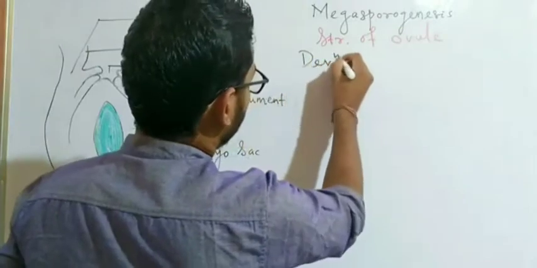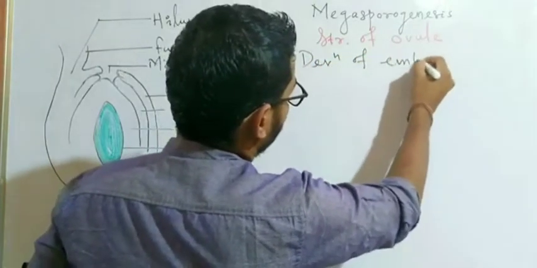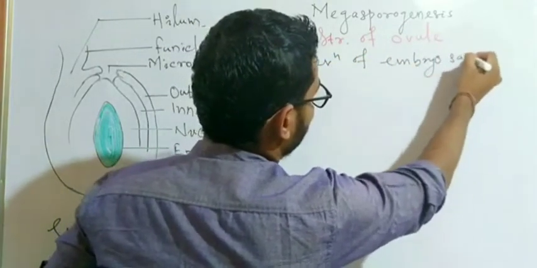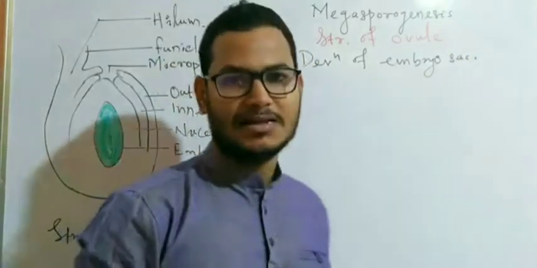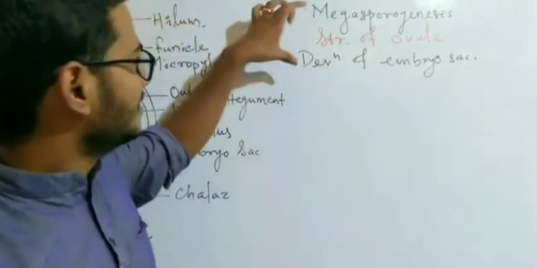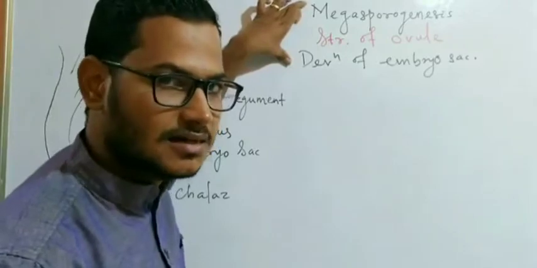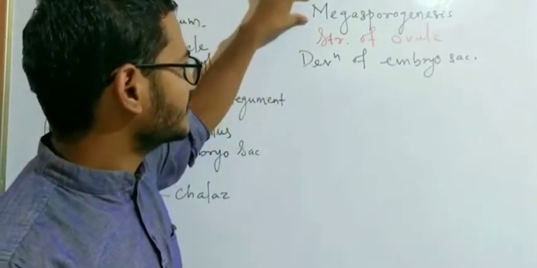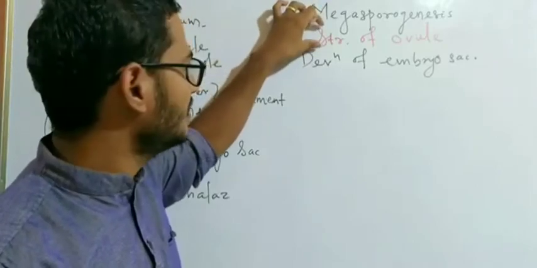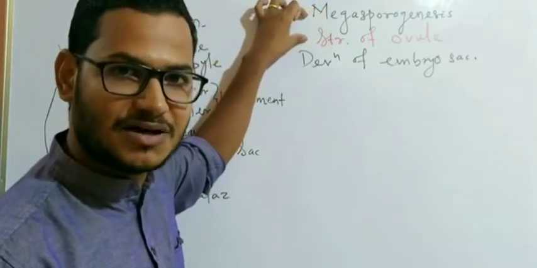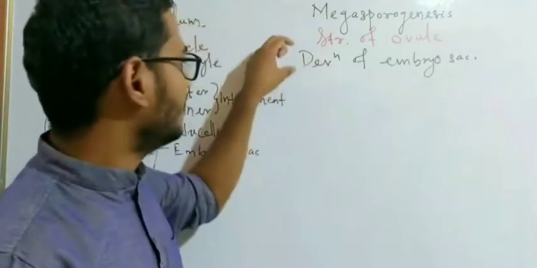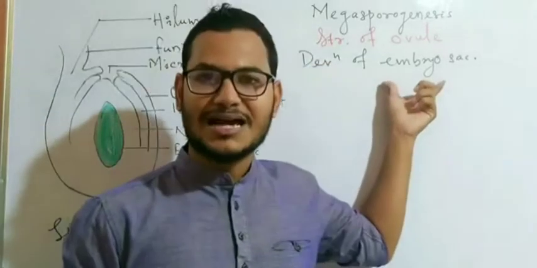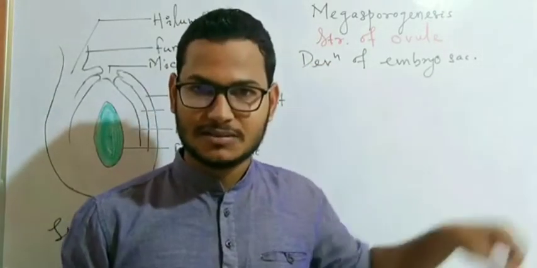So, development of the embryo sac or female gametophyte. We will discuss these three things in a very easy way. So remember: megasporogenesis, the structure of the ovule, how the ovule is developed and what its structure is, and how the embryo sac will develop. Clear?